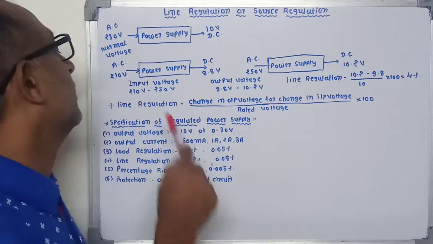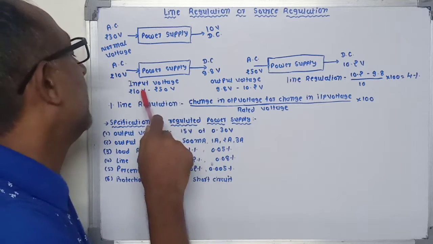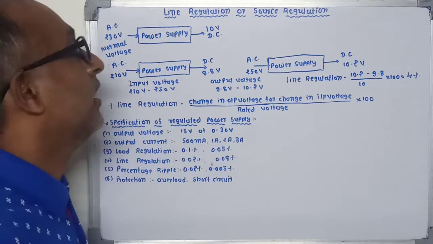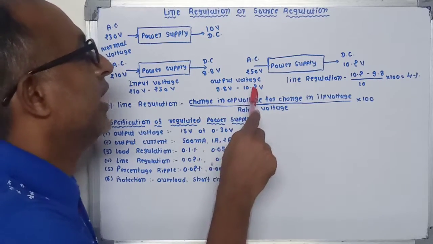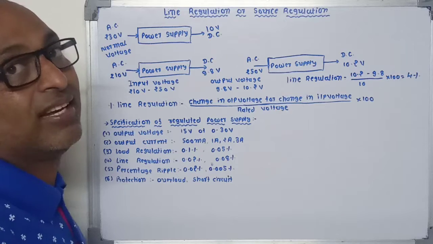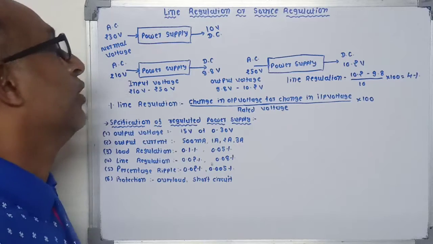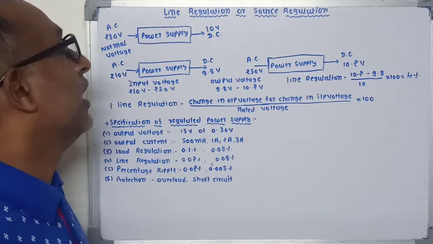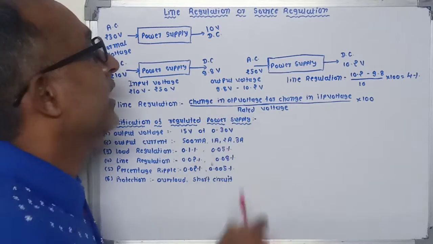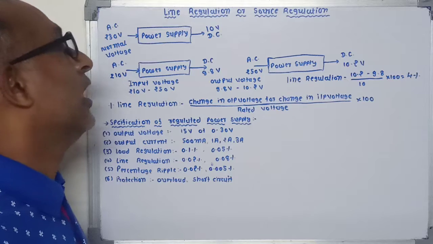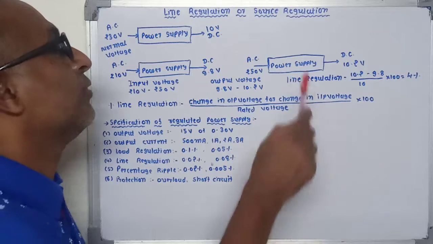So you can say that the input voltage goes from 210 volt to 250 volt, then the output voltage also goes from 9.8 volt to 10.2 volt. So your output voltage changes with respect to change in input voltage. The difference between the output voltages is 10.2 volt minus 9.8 volt. That is the change of output voltage. Now the line regulation can be found by using this equation.